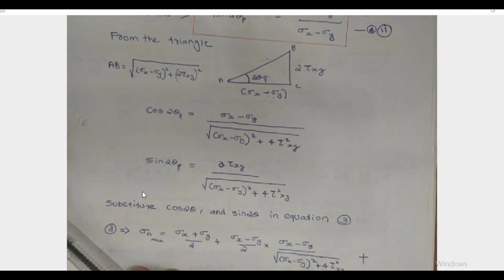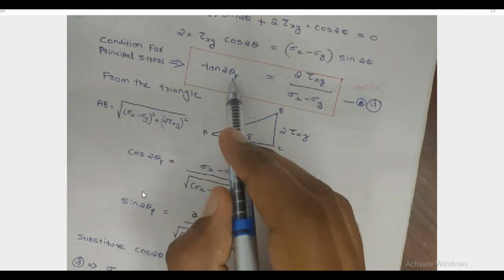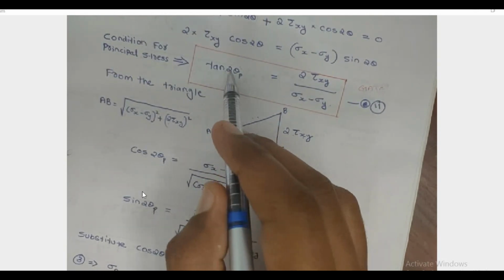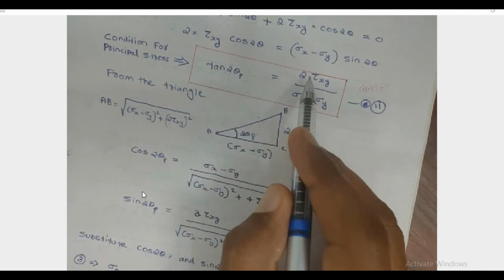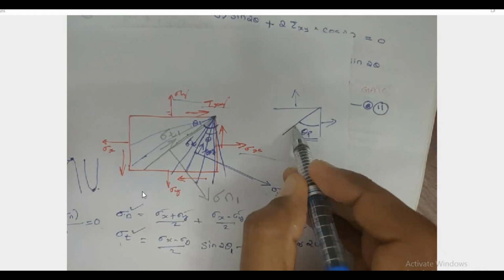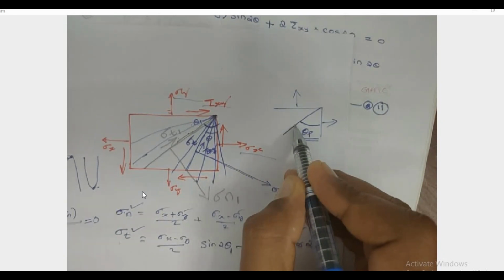Then we already found the angle theta p. If we take the inverse, 2 theta p is equal to tan inverse of this value. That is the theta p. That is the position of the principal plane. Okay, that is the position of the principal plane.